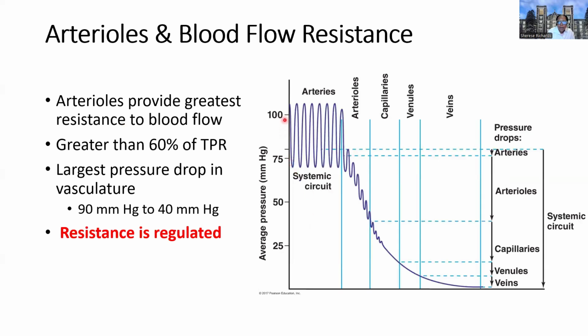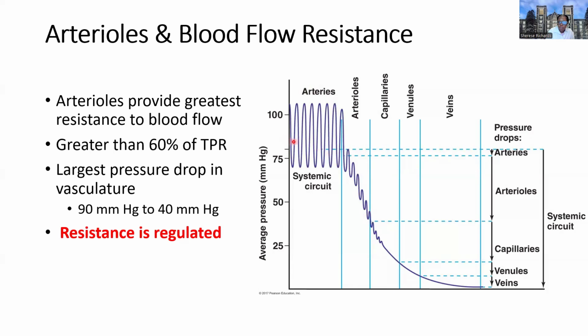So if we compare our arteries in terms of the pressure to our arterioles, we're going to notice that arterioles have the greatest resistance to blood flow, which is very important. They're also going to have greater than 60% of the total peripheral resistance. Remember, of all the resistance across the vasculature as a whole, more than 60% is in the arterioles alone. And then they're also going to see the greatest drop-off in pressure.